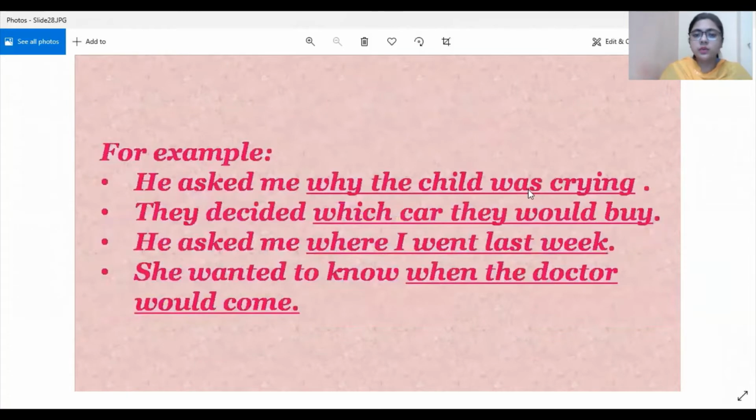Like, he asked me why the child was crying. They decided which car they would buy. He asked me where I went last week. She wanted to know when the doctor would come. So you see that all such words are introducing noun clauses in these sentences.